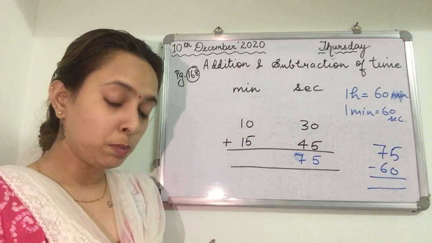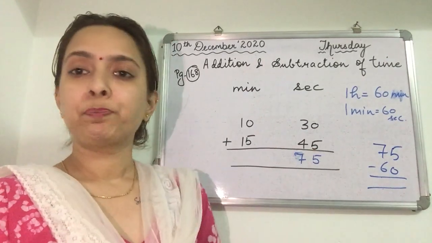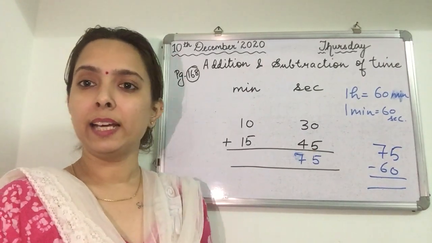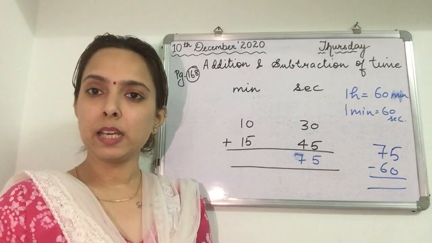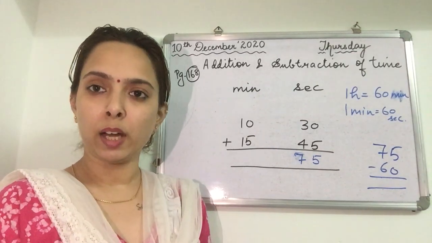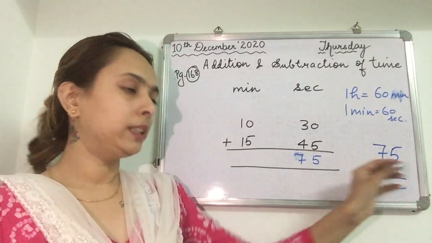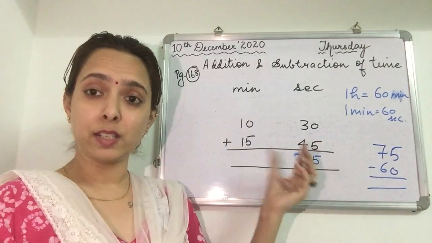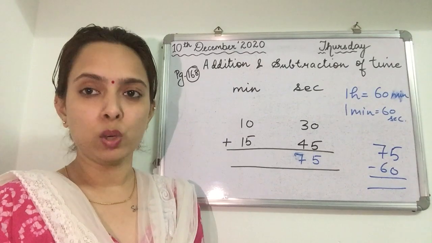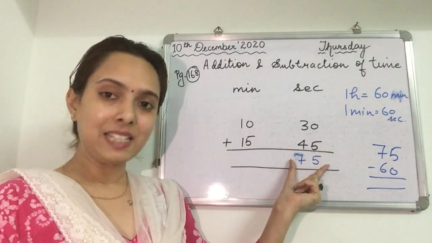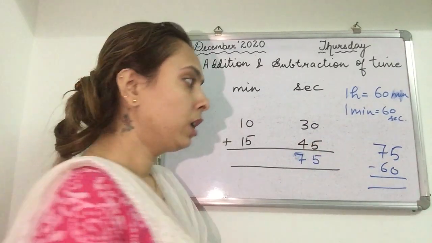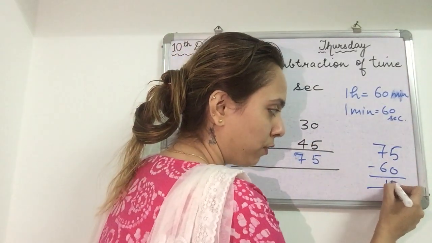Why 60 students? Because we have not studied seconds more than 60. In a clock also there are no more than 60 seconds, which is why our answer 75, which is more than 60, must first be reduced. So first we have to subtract 60 from this. So we will get the answer as 15.